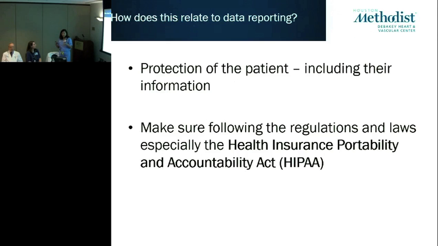So how does this relate to data reporting? One of the big things is protection of your patient, including their information. I know most of the things you're going to be doing are retrospective reviews, so you're just going to be dealing with patient information. But there's still a right that patients have to protect their information. And one of the other things is we want to make sure we're following all the HIPAA laws that came out in 1996.